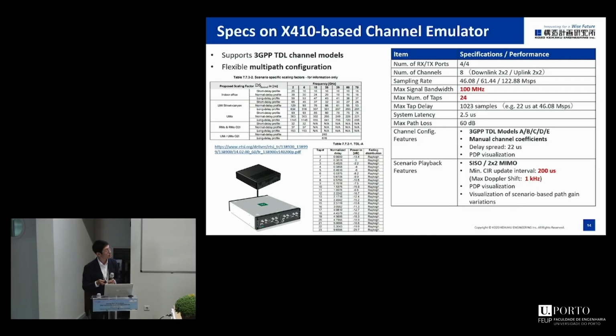So these are the main specifications of our X410-based channel emulator. It supports up to 100 megahertz bandwidth, up to 24 taps, 3GPP TDL models, manual multipath configuration, and SISO or 2x2 MIMO. The minimum CIR update interval is 200 microseconds, which supports Doppler shifts up to about 1 kilohertz.